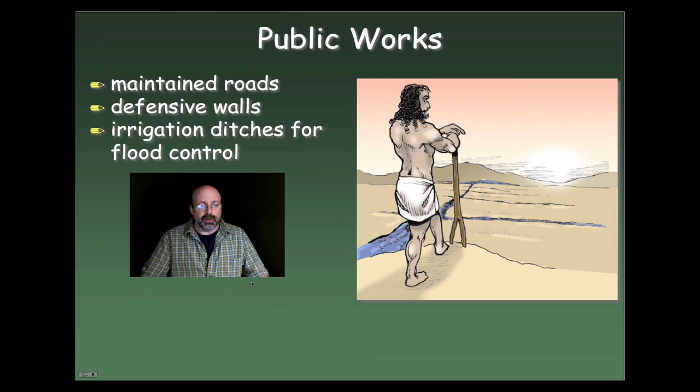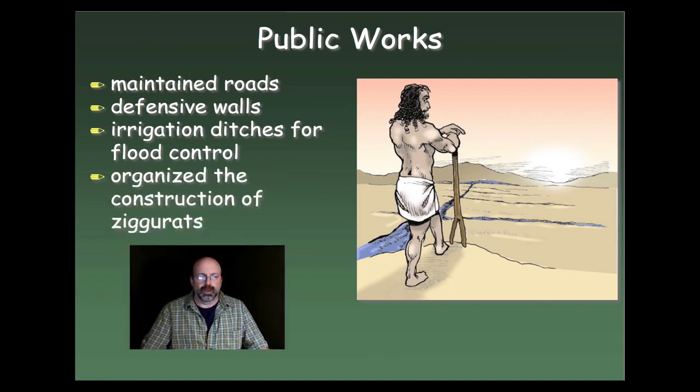Remember, Mesopotamia means land between the two rivers, so they oftentimes flooded the land between the two rivers through irrigation systems. That helped to contribute to the productivity of the land in terms of agriculture. They also organized the construction of ziggurats, and as we'll see, ziggurats are step pyramids that are made of mud brick that are often found in most city-states.